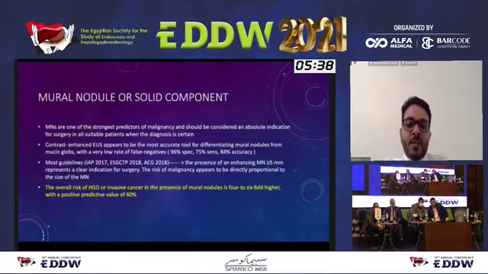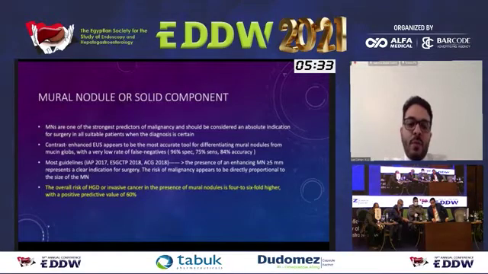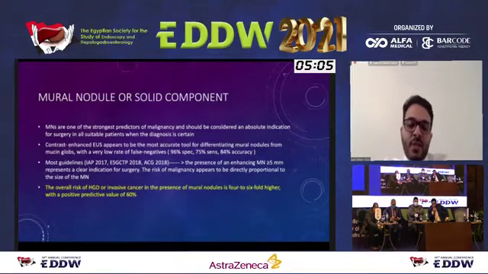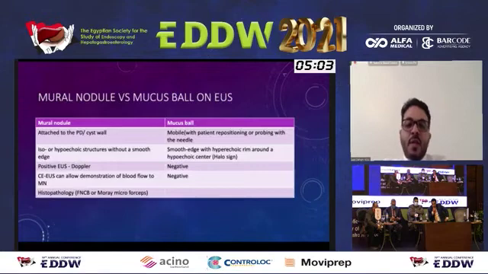Contrast enhanced endoscopic ultrasound appears to be the most accurate tool for differentiating mural nodule from mucin ball. With a very low rate of false negatives, it has 96% specificity, 75% sensitivity, and 84% accuracy. Now, most guidelines endorse that the presence of an enhancing mural nodule of more than 5 millimeters in size represents a clear indication for surgery, and the risk of malignancy appears to be directly proportional to the size of the mural nodule.